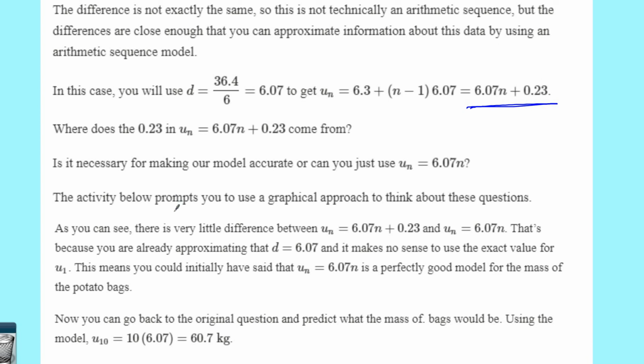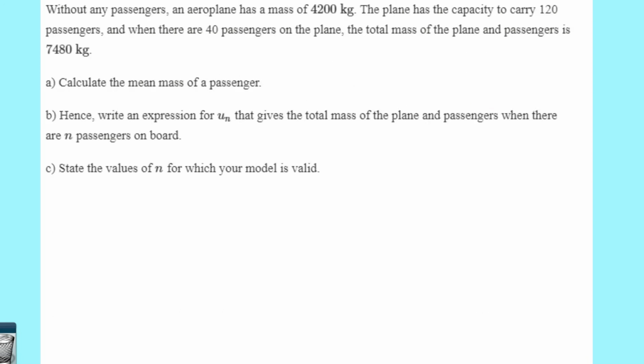So let's see. I don't think I wanted all this. Yeah, this basically just talks about how it's not exact, and what we do is use the law of averages, and we try to model it and use that formula for real world applications. That's what this whole part of the textbook was getting into. All right. Next problem. Without any passengers. Let's see. And when there are 40 passengers, the total mass and passengers is that many. Okay. So calculate the mean mass of a passenger.